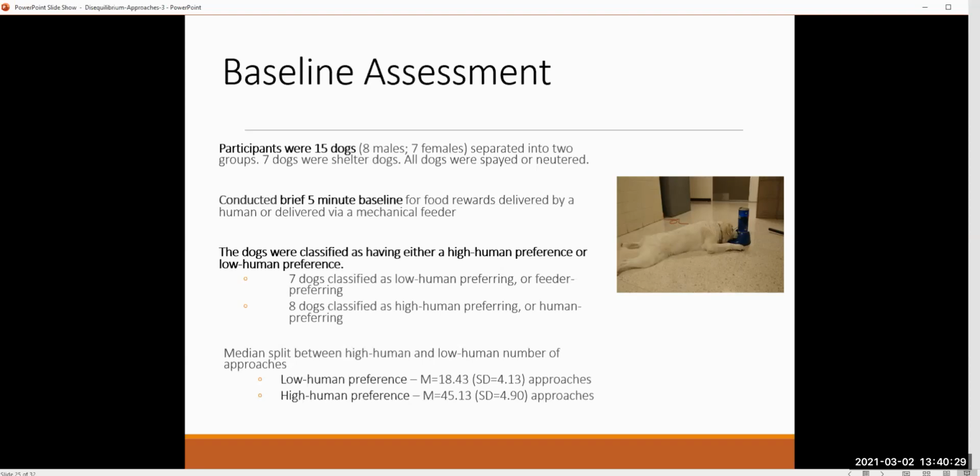And our low human preference group had 18 approaches in 5 minutes. Our high human preference group had 45. So there's a clear difference between the 2 groups. All right? So we did a median split to determine them because we couldn't ask them beforehand, do you prefer humans or not? We had to use our baseline data to test them. And again, that's baseline data.